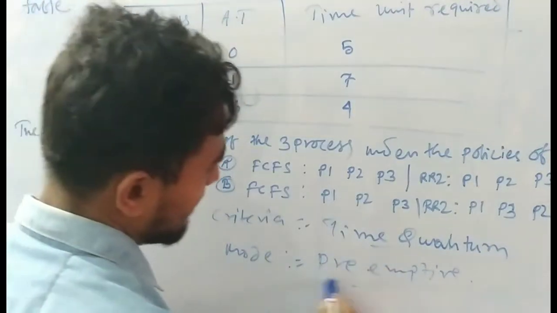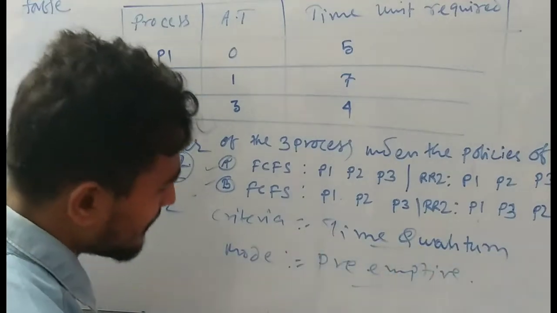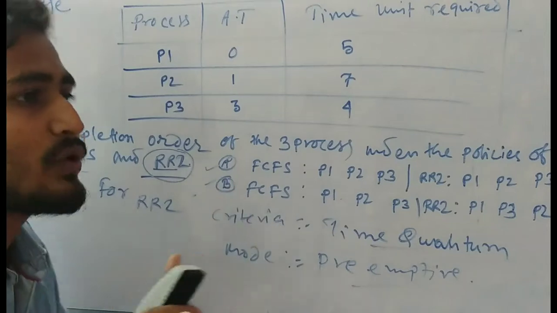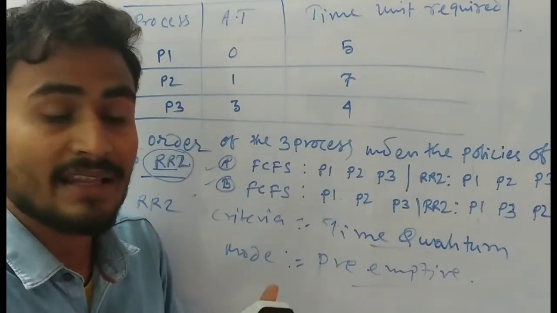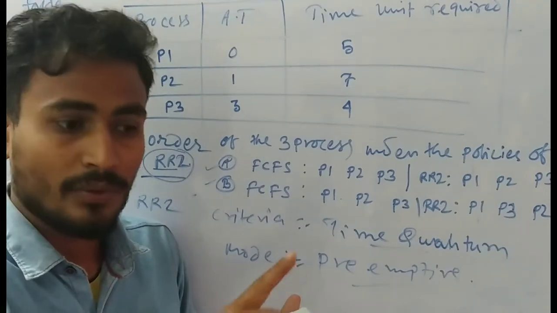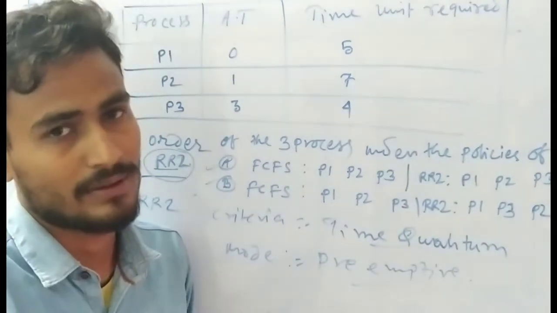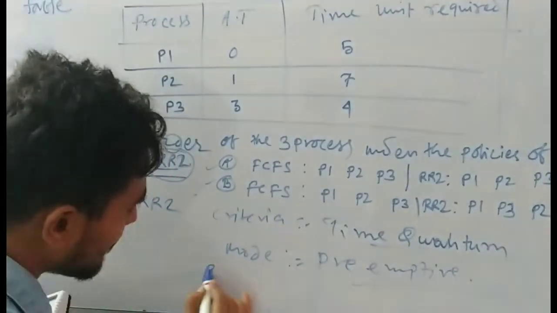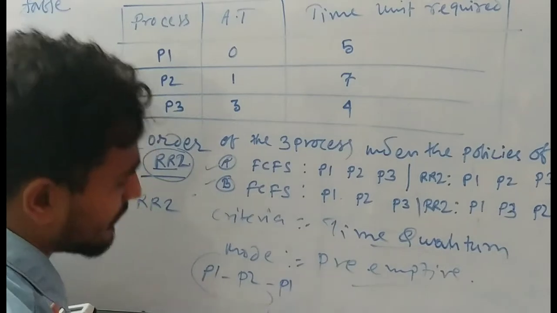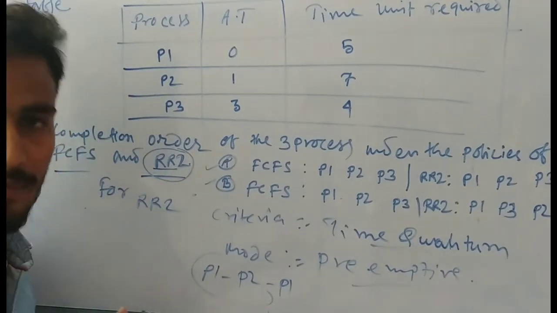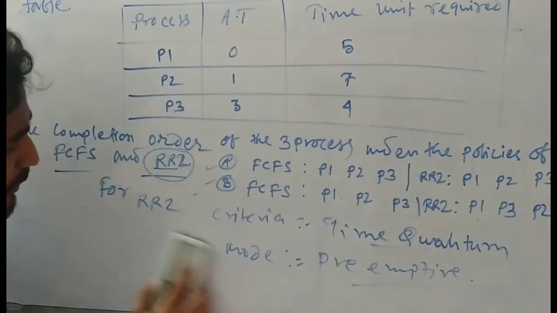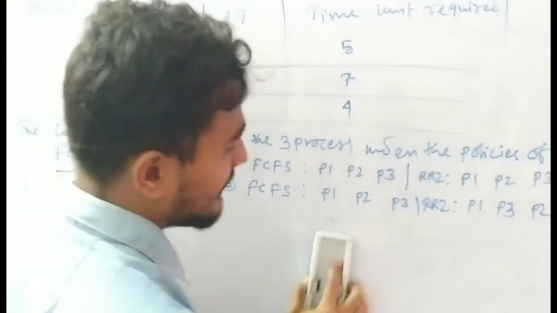So time quantum and preemptive. The criteria is time quantum and the mode is preemptive. Preemptive means it can give a chance to another process to be performed without entirely completing one process. That means if one process is continuing, another process can perform, and then the remaining part of P1 will continue. So now we create the Gantt chart.